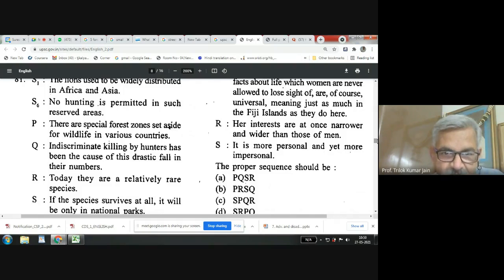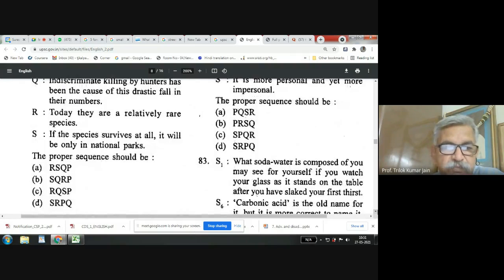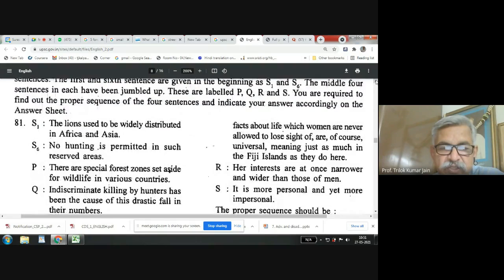Indiscriminate killing by hunters has been the cause of this drastic fall in their numbers. Then P: there are special forest zones set aside for wildlife in various countries. And the last, sixth statement: no hunting is permitted in such reserved areas. So this is how the correct answer is A. The sequencing is RSQP. This is the best answer out of all possible answers, right? So this is arranging the sentences based on the meaning, based on the understanding.